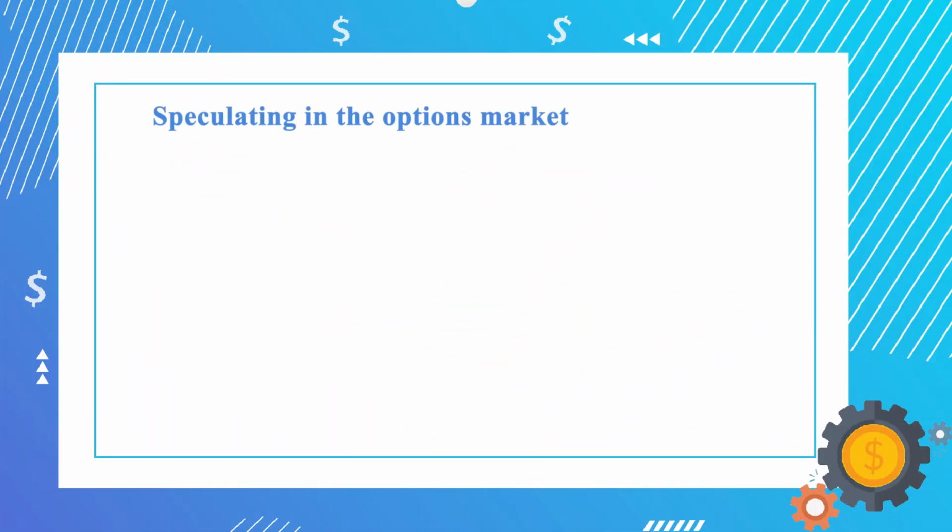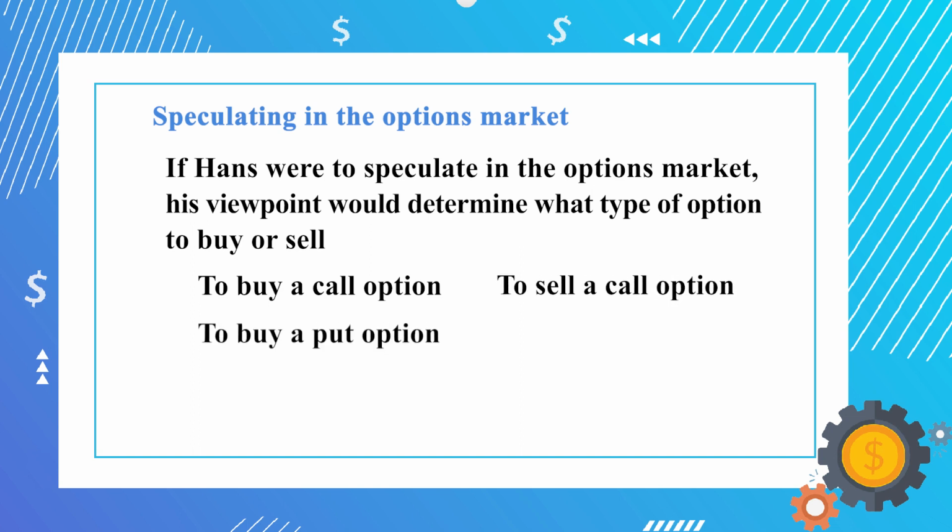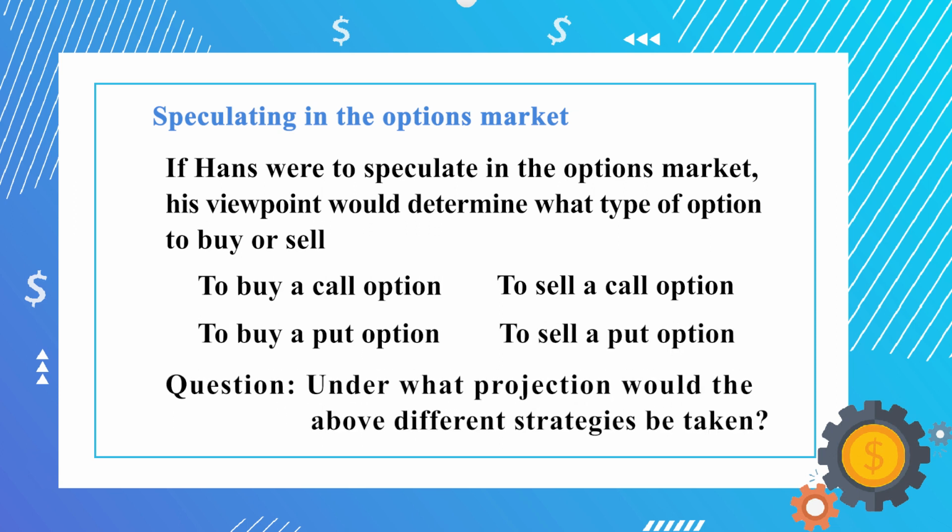If Hans were to speculate in the option market, he can take 4 strategies by using different types of option. His viewpoint would determine what type of option to buy or sell. He can take the strategy to buy a call option or to sell a call option, or to buy a put option, or to sell a put option. The question is that, under what projection the above different strategies should be taken.